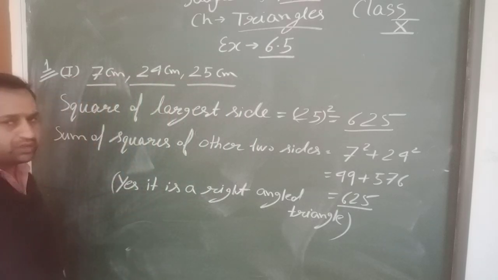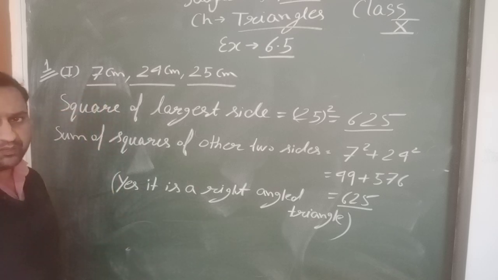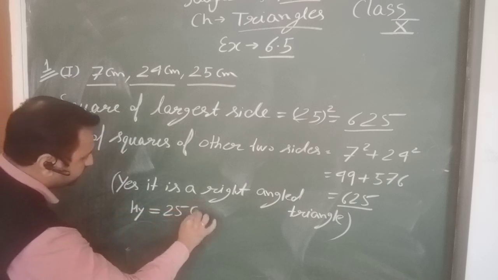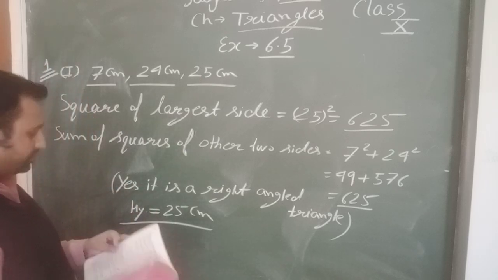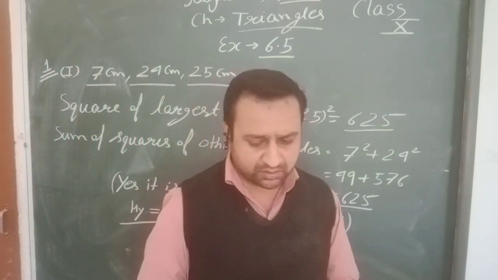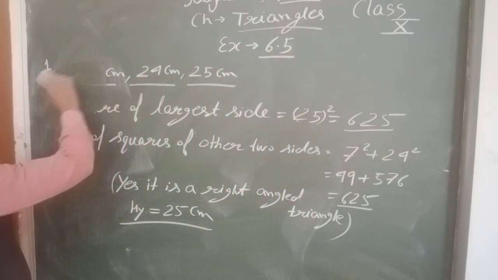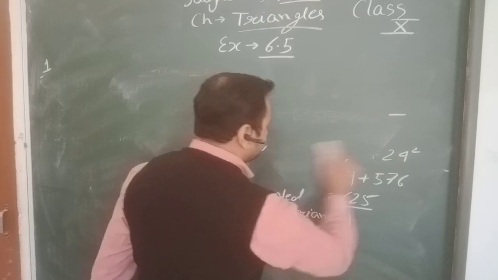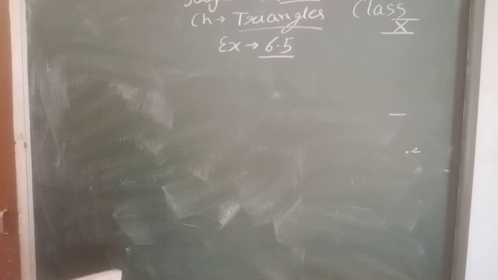Now we have to find out the length of the hypotenuse, and we know that in a right angle triangle the hypotenuse is the largest side, so the hypotenuse is equal to 25 centimeter. So I hope the first part is clear. Similarly you can do the remaining parts. Firstly find the square of the largest side and the sum of the squares of the other two sides. If the values are the same then it is a right angle triangle, otherwise it is not. And if it is a right angle triangle then the largest side is called the hypotenuse.